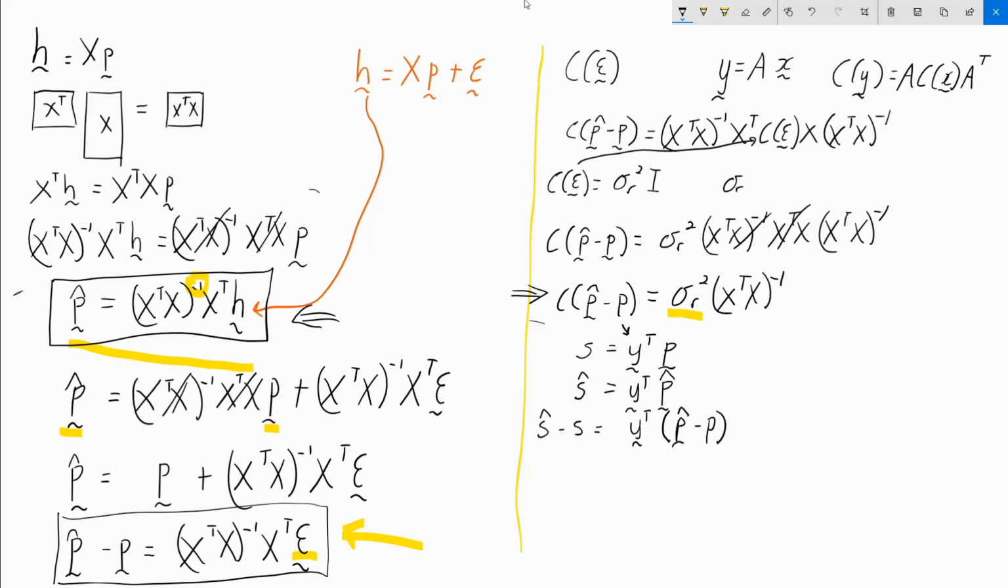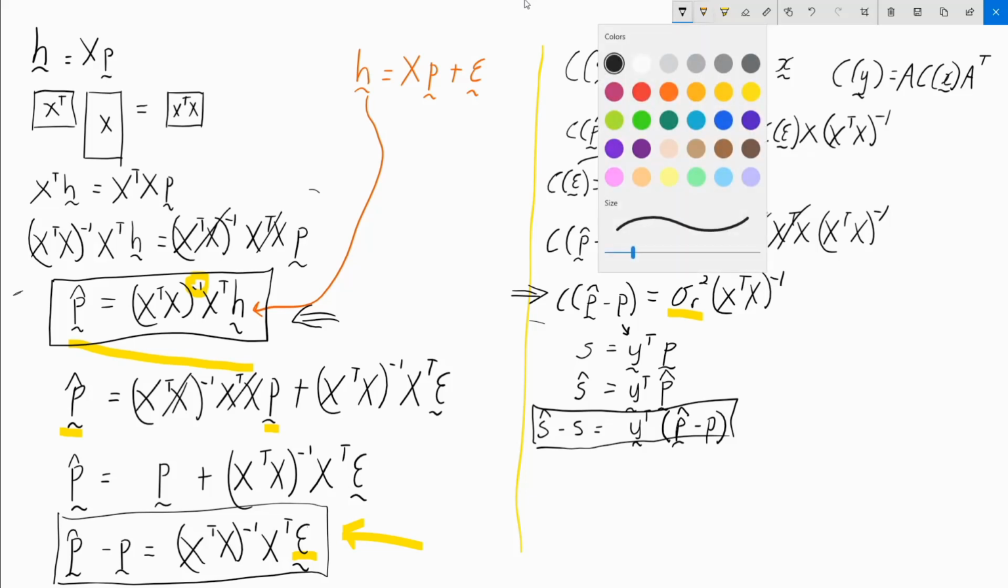So that this equation here expresses the error in my prediction. But I don't know the error in my prediction because I don't know the error in my parameters. But I can say something about my propensity for predictive error.